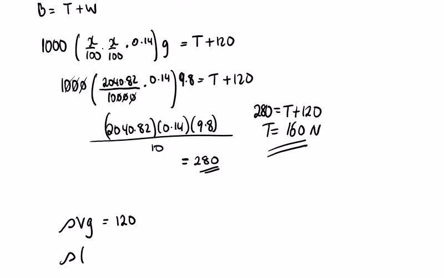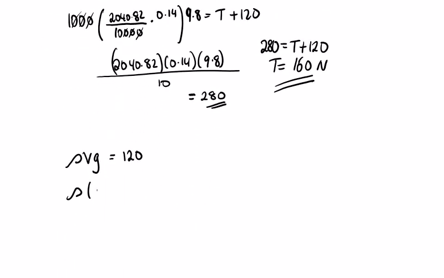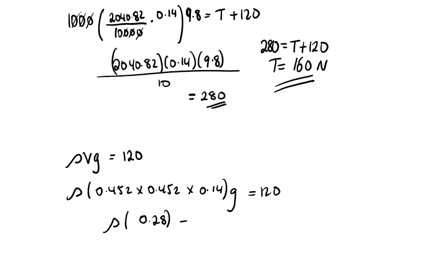So my x was 45.2 centimeters. 45.2 centimeters by 45.2 centimeters by 14 centimeters is the volume that it has gone up when it's fully immersed. So that would be equal to 120. And if we type these three guys by 9.8 into our calculator, we're going to get 0.28 is equal to 120. So the density is 120 divided by 0.28, which gives us 428.6.